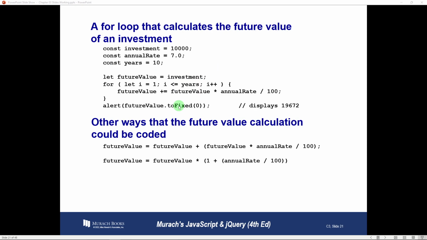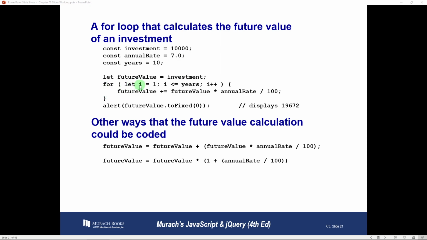So here's a loop that calculates the value of an investment. This is an investment of $10,000, stored in this constant called investment, an annual rate of 7, and then we have a number of years that we're going to do the investment. We're going to let the future value equal the investment, so it's going to start out at 10,000. And then we have our loop.